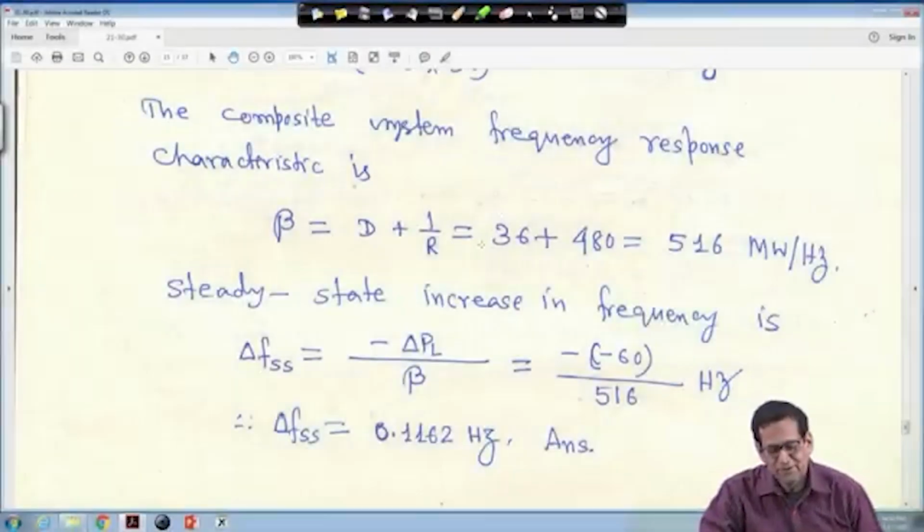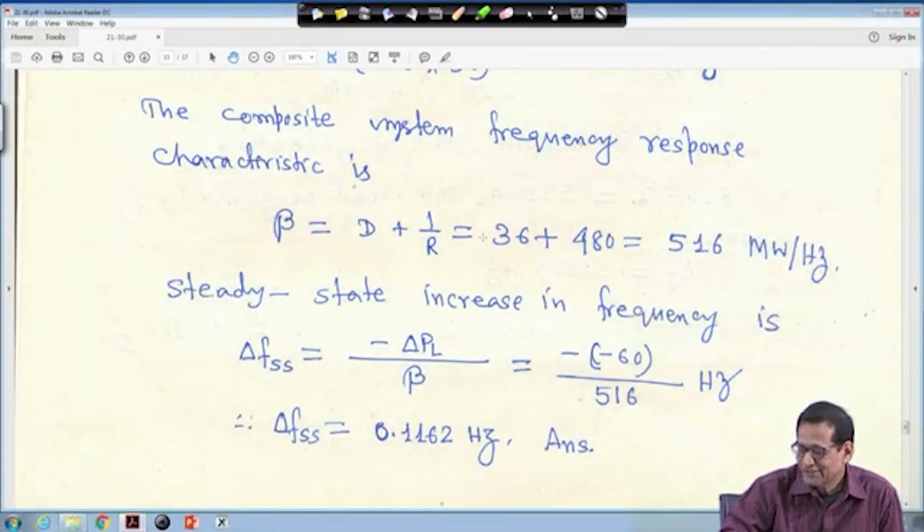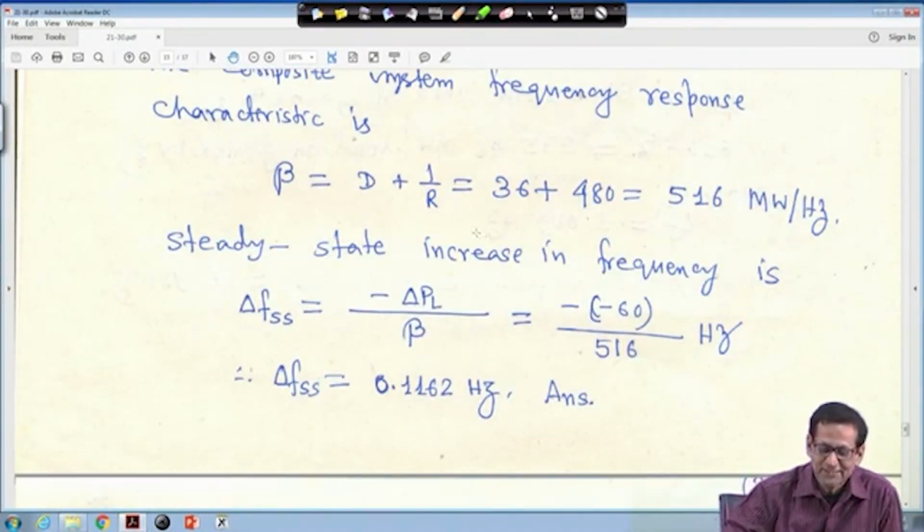Welcome back again. In the previous example we have seen that delta f steady state is equal to 0.1162 hertz.